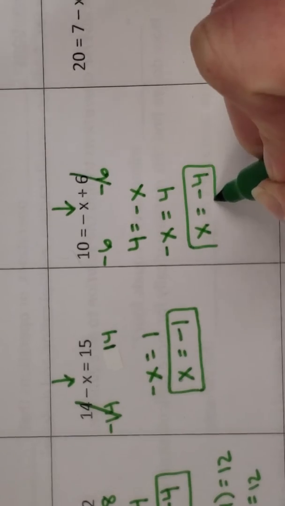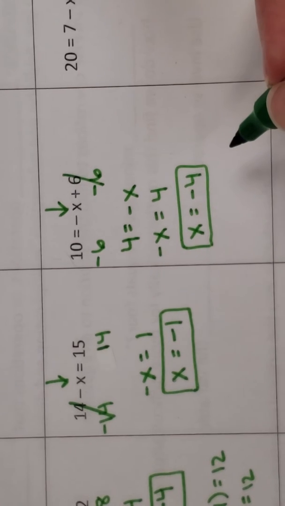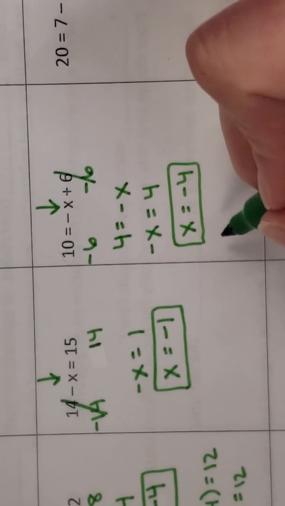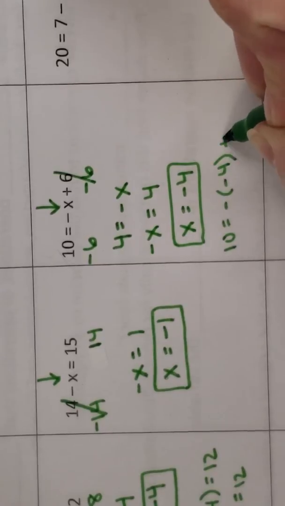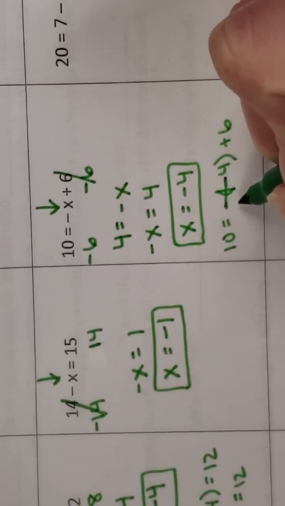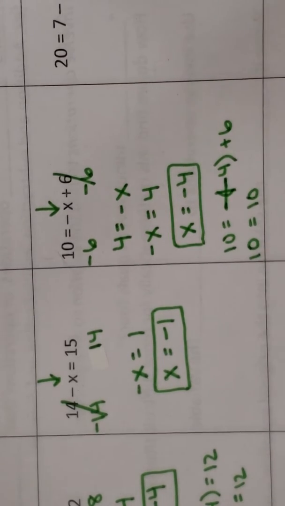And we can check ourselves. A negative 4 makes a positive, plus 6 equals 10. I'll show you what that looks like. 10 equals a negative 4 plus 6. Two negatives make a positive. 4 and 6 make 10. And that's how you can prove your work.